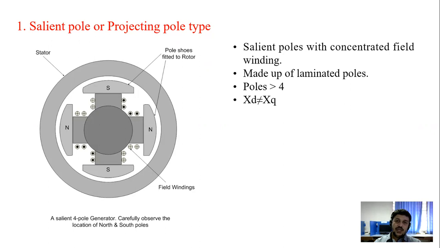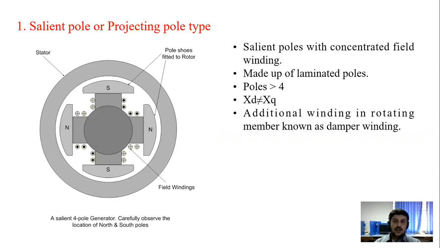Now, if we calculate Xd and Xq, Xd is the D-axis reactance, that is, the direct axis synchronous reactance. Xq is the quadrature axis reactance. These two, Xd and Xq, are not the same. The direct axis reactance and quadrature axis reactance are unequal as the air gap is not uniform. As the air gap is non-uniform, the direct axis and quadrature axis reactances are not equal.